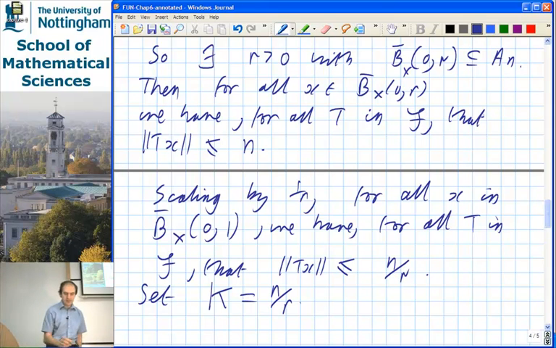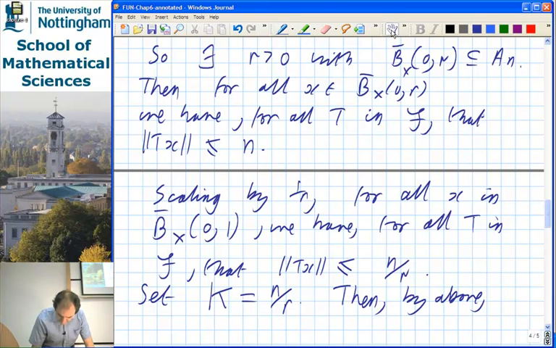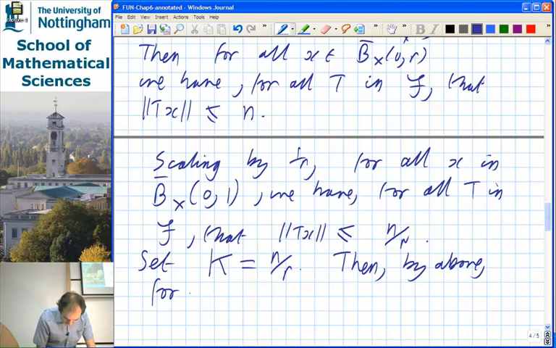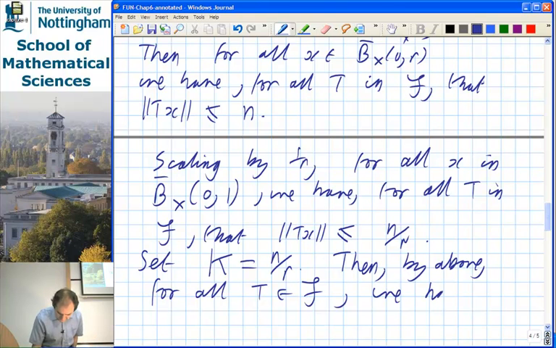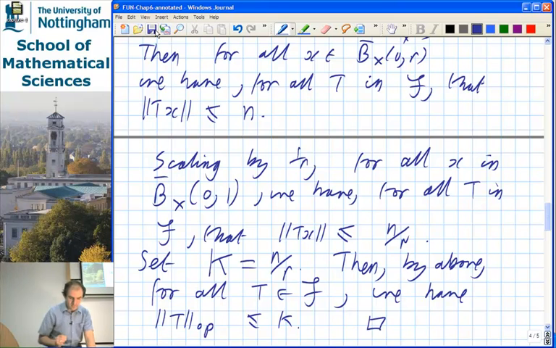and then we see that for every T in F, the operator norm of T is at most capital K by above. For all T in your family, we have the operator norm of T is at most K. And we're finished. Any questions on that proof? It's a typical Baire Category Theorem symmetric convex set proof.